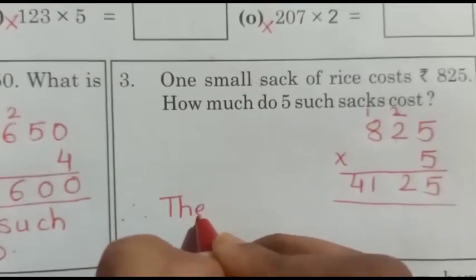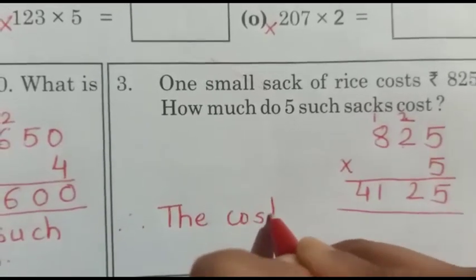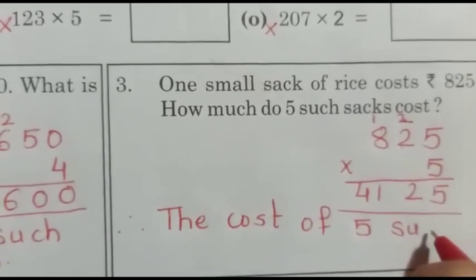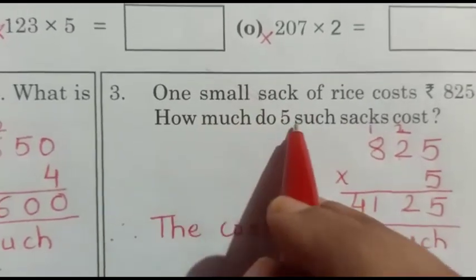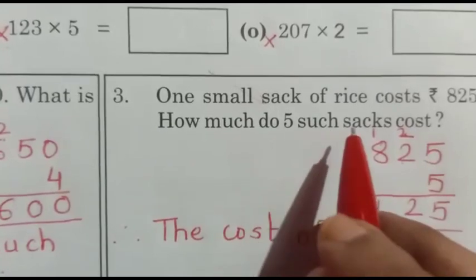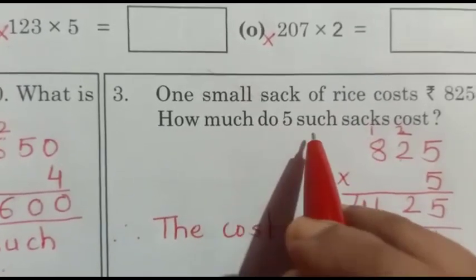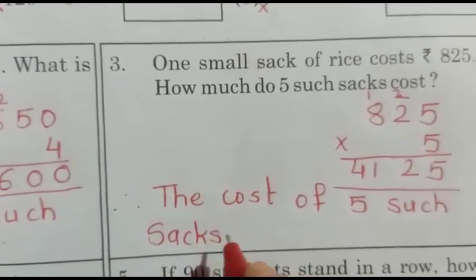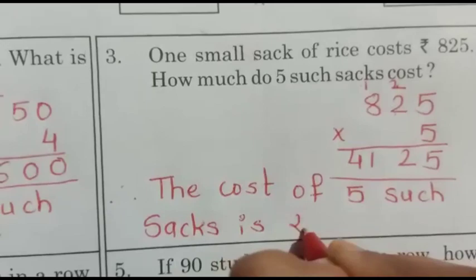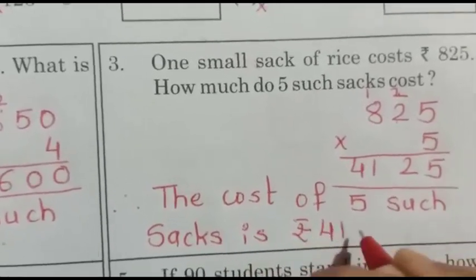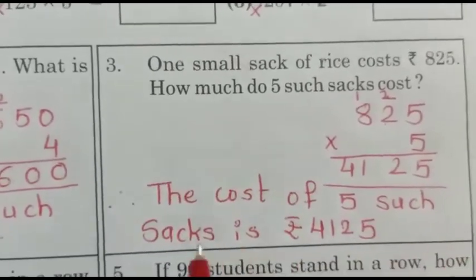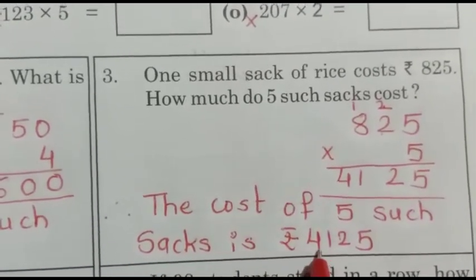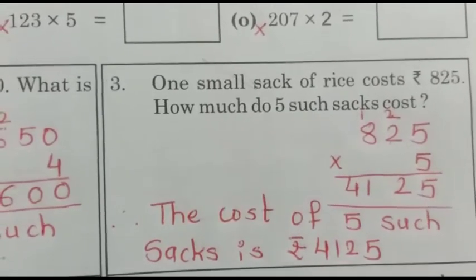So therefore the cost of 5 such, how much do 5 such sacks cost? Therefore the cost of 5 such sacks is rupees 4125. The cost of 5 such sacks is rupees 4125.